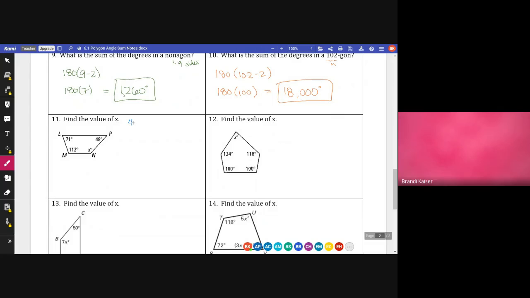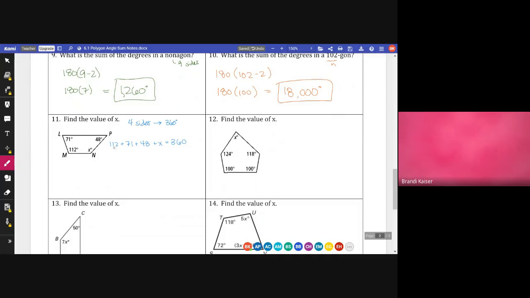First, count up the number of sides. This is a 4-sided shape, which is a quadrilateral. And according to our table, 4-sided shapes, or quadrilaterals, all have 360 degrees as their total. It looks like they gave me 3 of my 4 angles. I just have to find the 4th one. If I combine 112 plus 71 plus 48 plus x, all of those would have to add up to 360. If I write it out like this, it just turns into an algebra problem, right?